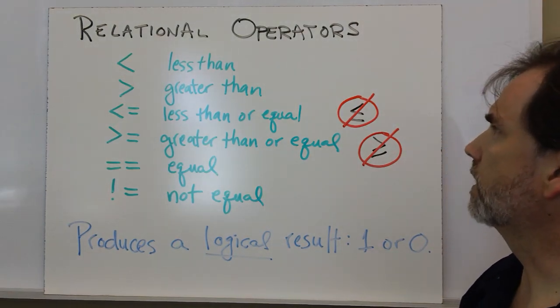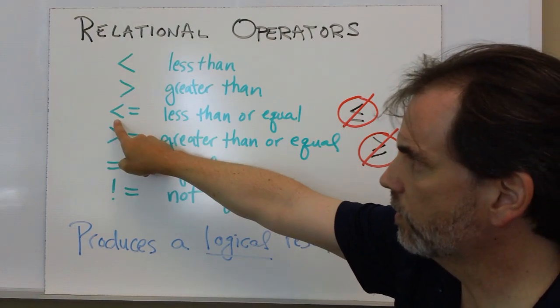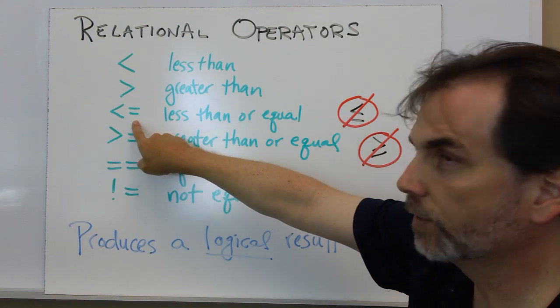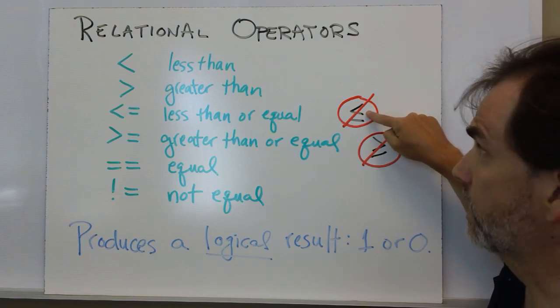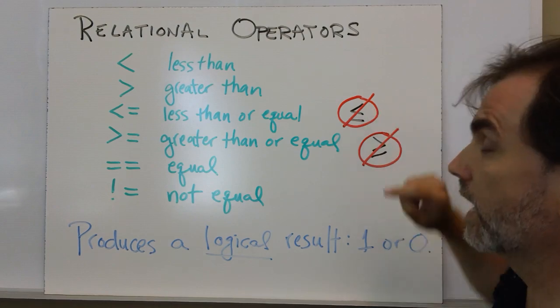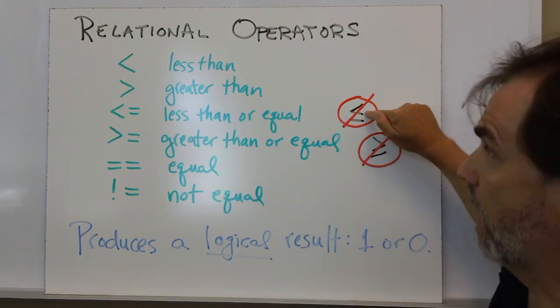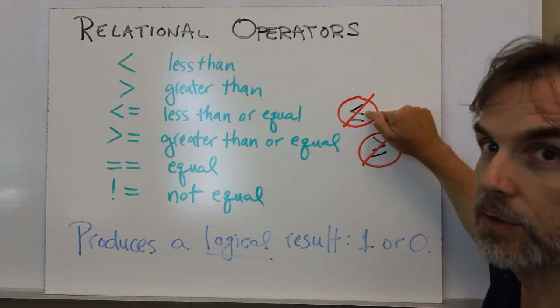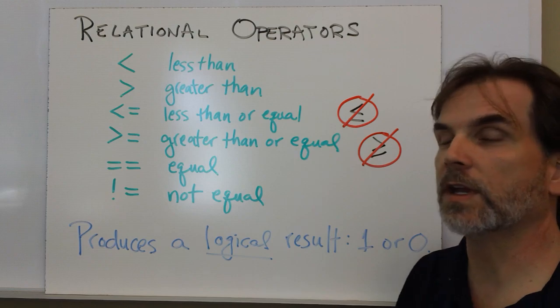The last thing to note is that the C syntax for less than or equal to is two characters, less than and equal to. It's not this single character, less than or equal to, that's the math symbol for less than or equal to. Okay? So when you're writing code by hand, don't write this. It's not legal C syntax, and you'll lose points on your assignment. Same thing for greater than or equal to. So be very careful about that.